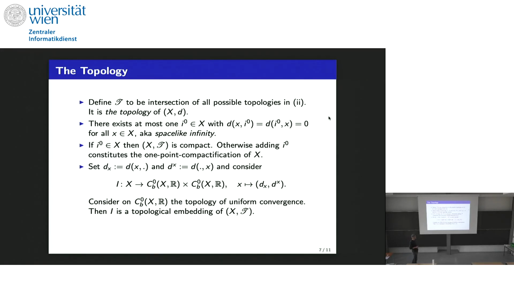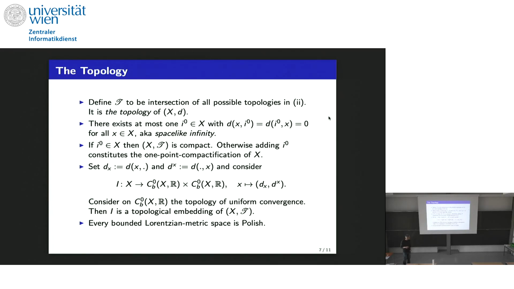That gives you something in a product space of continuous bounded functions. The time separation is uniformly bounded. This is a consequence of the compactness axiom in the topology axiom of the definition. And you put the topology of uniform convergence on there. Then what you can show is that this map I here is actually a topological embedding of your space in this. And that's another way to generate this topology.